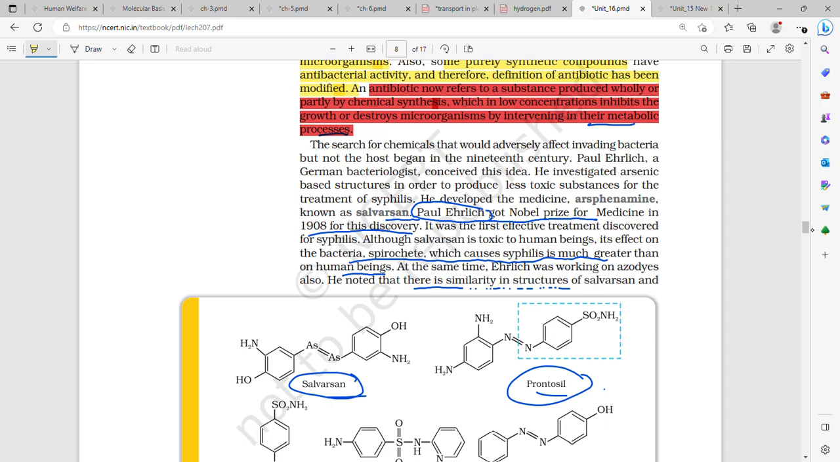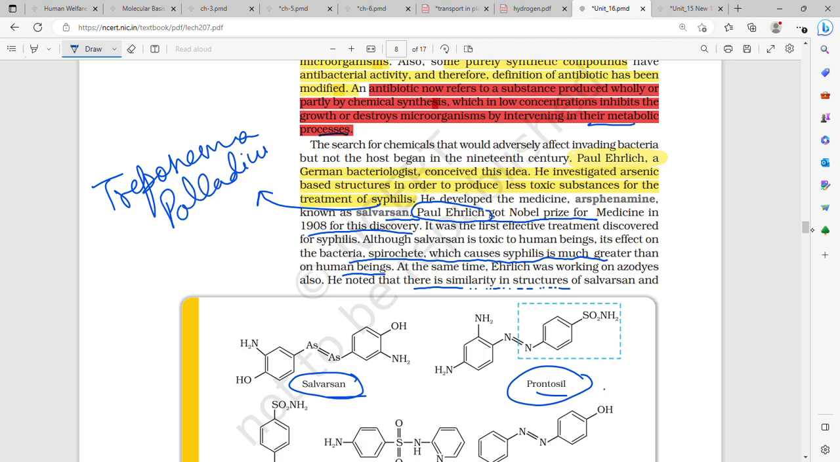Then the search for chemicals that would adversely affect invading bacteria but not the host began in the 19th century. Firstly, Paul Ehrlich, a German bacteriologist, conceived this idea and investigated arsenic-based structures in order to produce less toxic substances for the treatment of syphilis. Syphilis is caused by a bacterium called Treponema pallidum, and it is a bacterial infection.